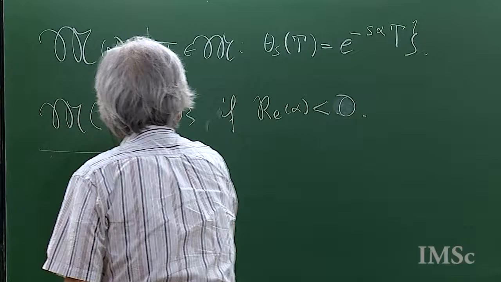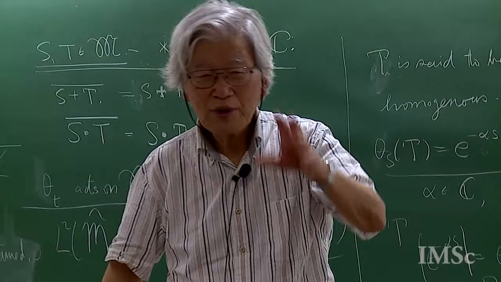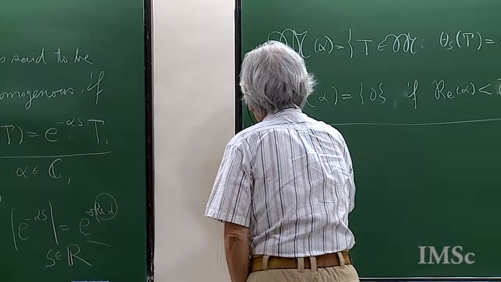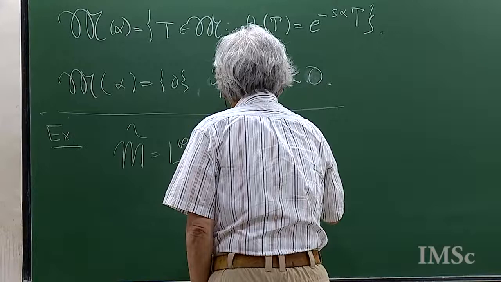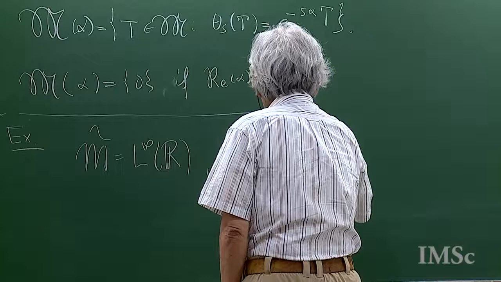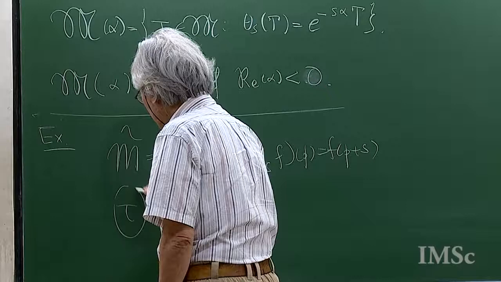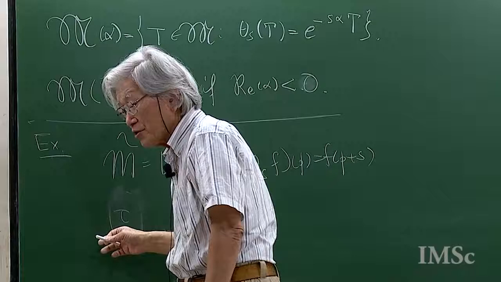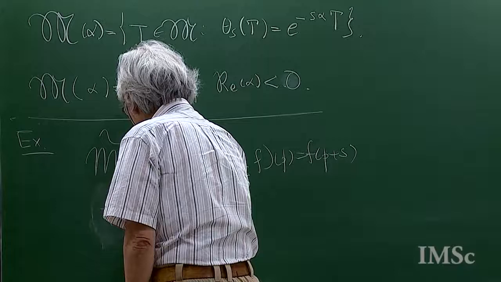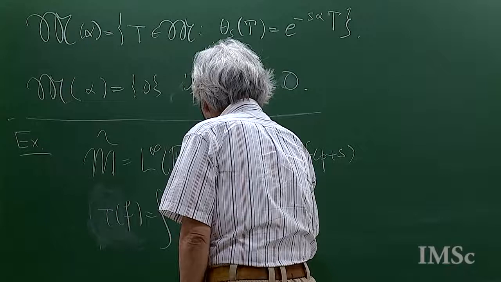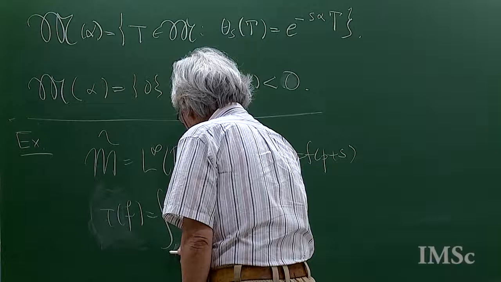Oh, by the way, you might wonder what the tau-tame property is. Let me explain. Let's take M tilde to be L infinity of the real line, and theta s of f of p equal to, as usual, f of p plus s, and your measure tau. Tau of f equals the integral of f of p e to the p dp, from minus infinity to plus infinity, over the real line.